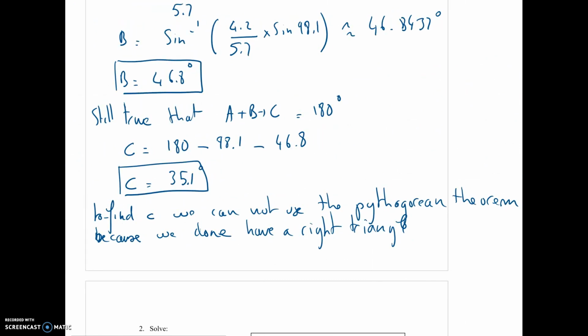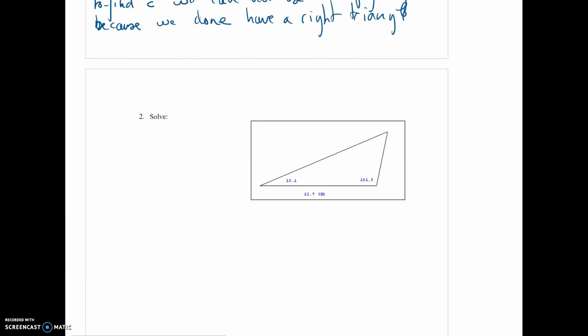Let's try to solve practice number 2. So first of all, let's name my triangle: A, I'm going to call that B, and I'm going to call that C. Okay?